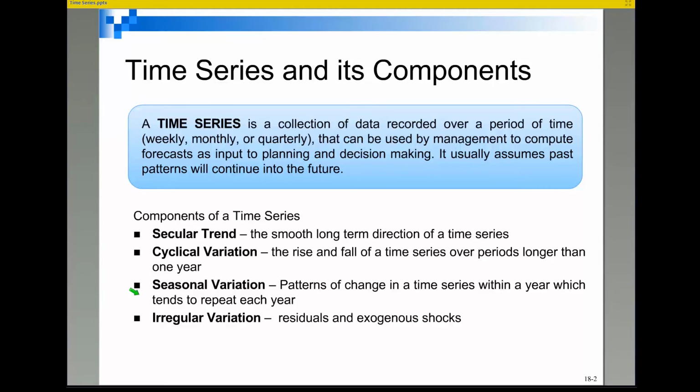The last component is called irregular variation, which is residuals and exogenous shocks. So the irregular variation is something that doesn't present a pattern. There's no pattern. You can't say, oh, season 1 is lower, season 4 is higher, or tell that during economic recession it's lower or whatsoever. It's random in a sense. And sometimes if there are exogenous shocks, you will see time series data deviate from its traditional pattern. So that's the last component.